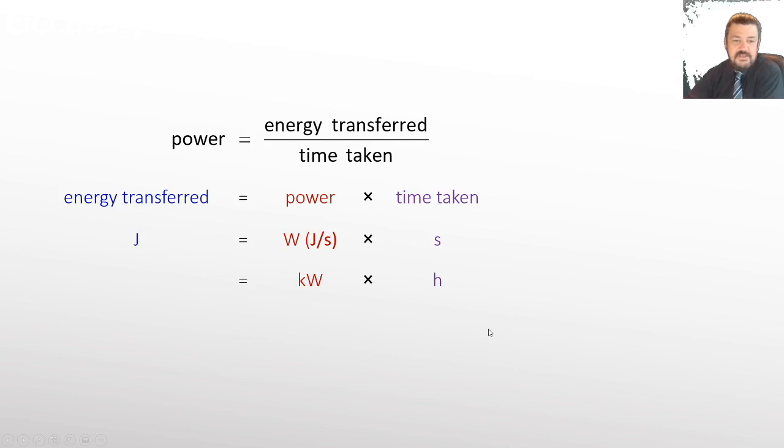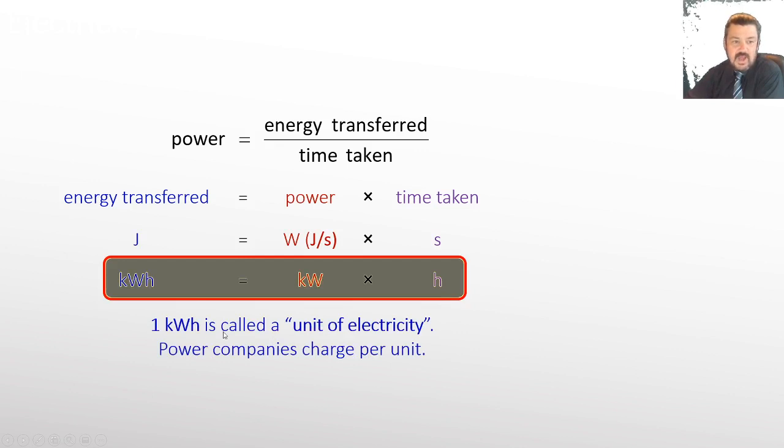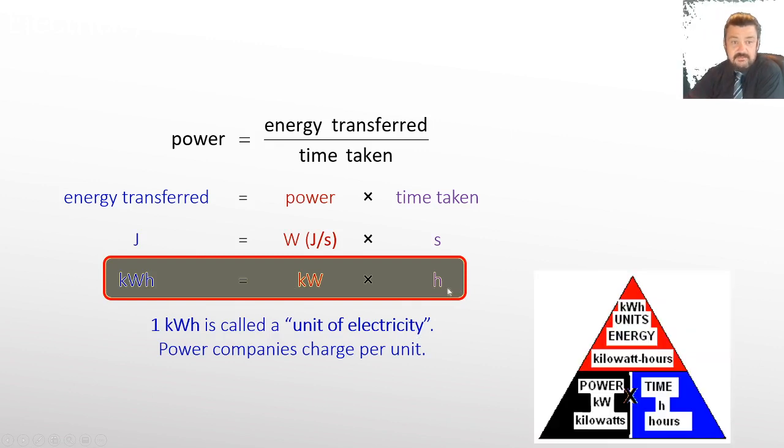Now, on our electricity bill, we talk about it in terms of kilowatt hours. 1 kilowatt hour is called a unit of electricity. Our companies charge you per unit. If we used joules and seconds in our electricity bills, the units would be really, really large, and make your electricity bill really difficult to use. So rather than using watts, we use kilowatts, and rather than using seconds, we use hours. It really is that simple. There's no difference in the equation. A kilowatt hour is equal to kilowatts used times time in hours.